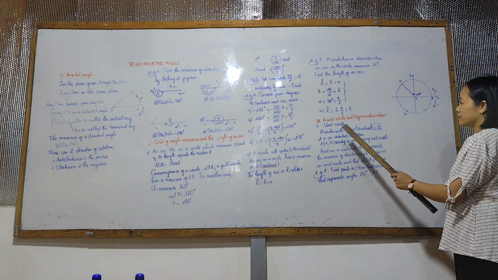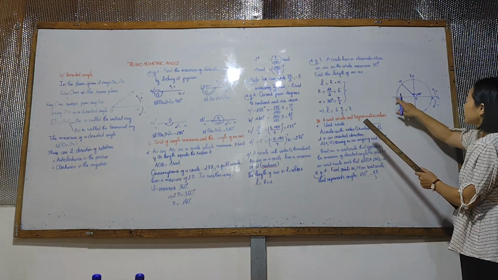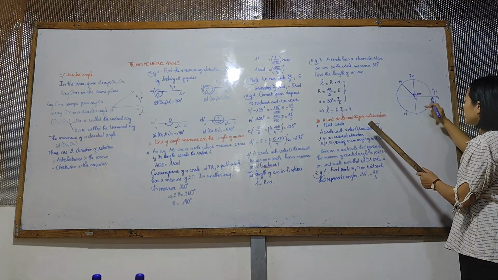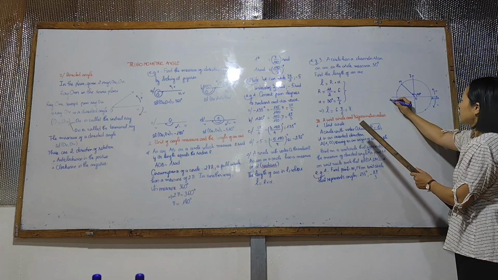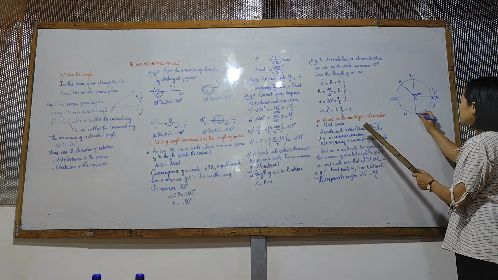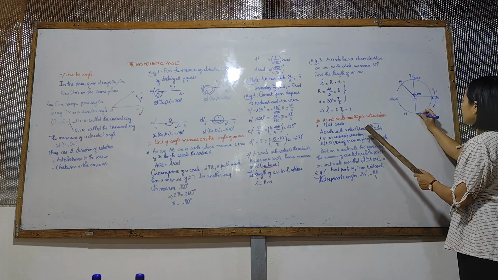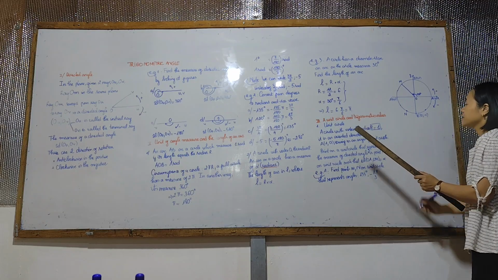And we have 4 vertices: A, A prime, B, B prime. A is (1, 0), A prime is (negative 1, 0), B is (0, 1), and B prime is (0, negative 1).